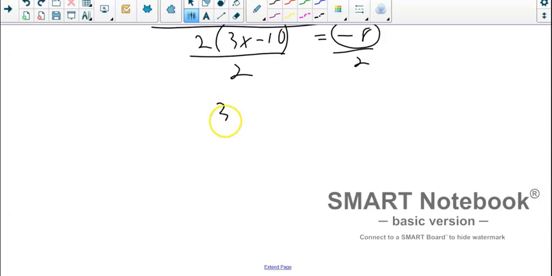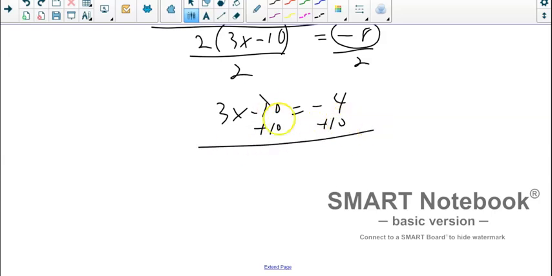You'd add 10 and divide by 6. But in this case, I've got 3x minus 10 equals -4. Now I'm back to a simple two-step equation. Add 10 here. 3x equals 6. Divide by 3. And my answer is x equals 2. Which if I plugged it back in, I'd get the same answer. Okay?